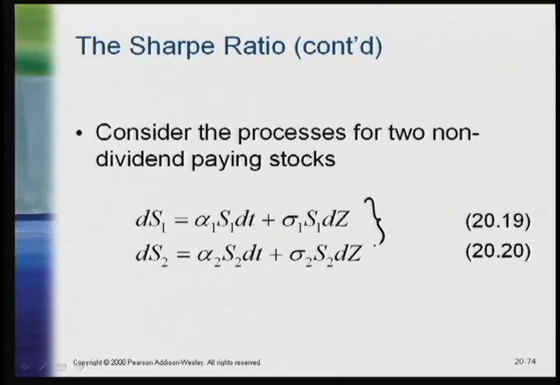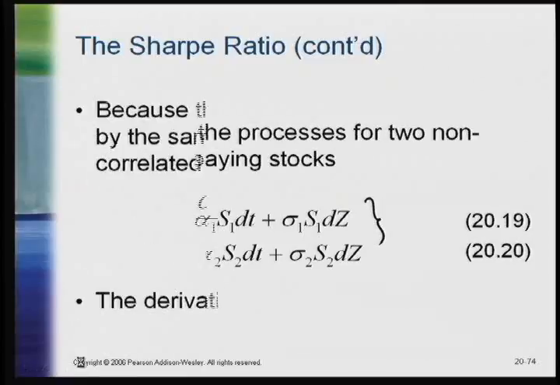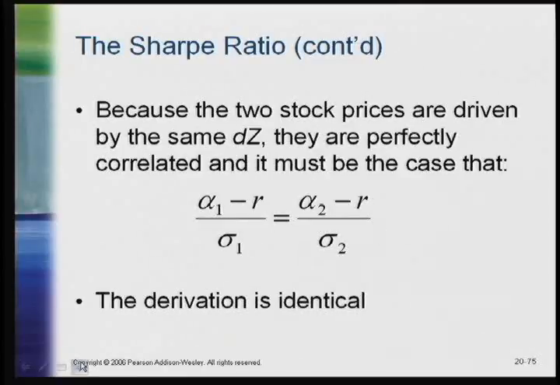So when we write this expression, this notation means that we're using exactly the same Brownian motion to drive each one of these stock prices. That's what makes them perfectly correlated. And we can now make the same observation, namely that because these two geometric Brownian motions are perfectly correlated, they must have the same Sharpe ratio.